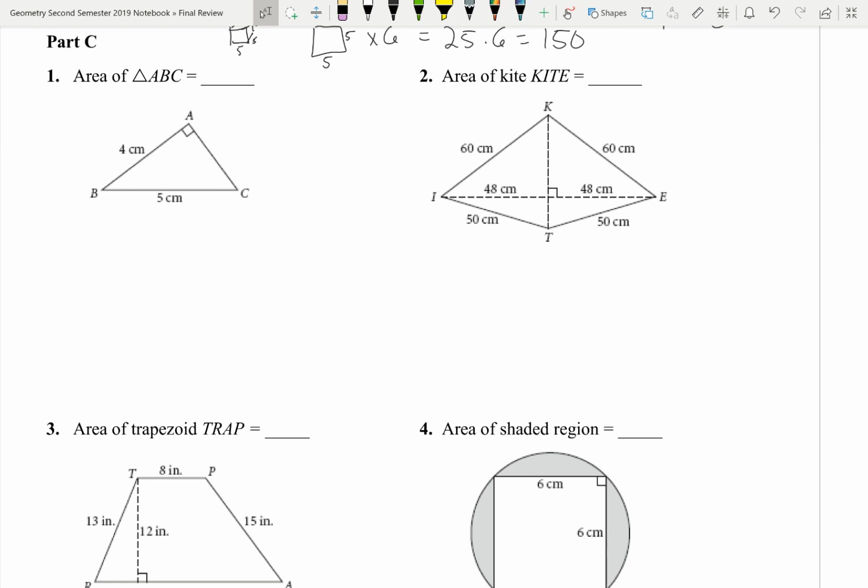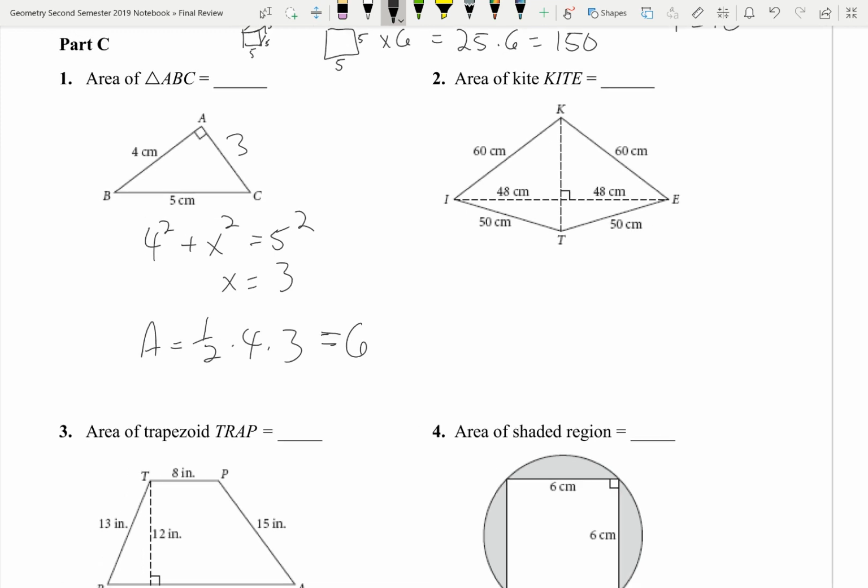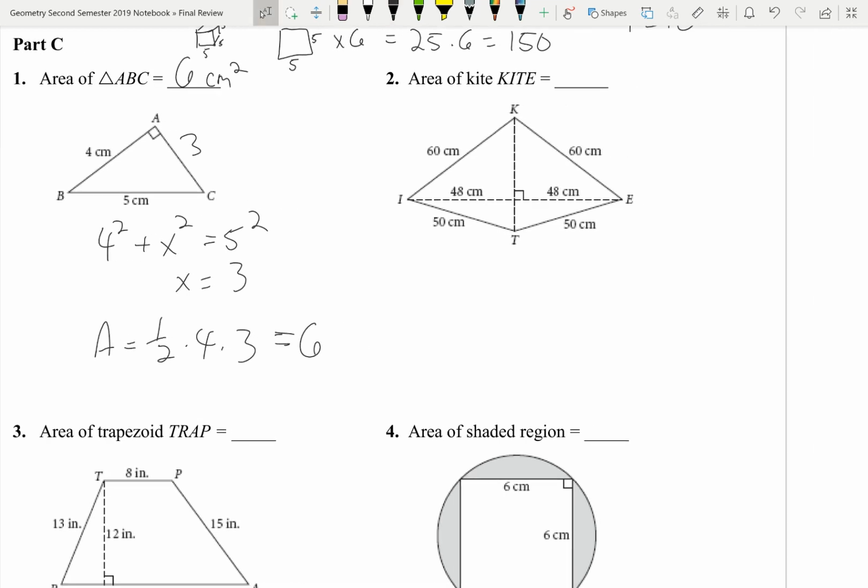Area of triangle ABC. Well, first of all, we know we have a 3, 4, 5 right triangle, or if you would prefer, you could do Pythagorean theorem, and then you would get x equals 3. And so the area is going to be 1/2 base times height. If the base is 4, then the altitude to that base is 3, which is equal to 6 centimeters squared.